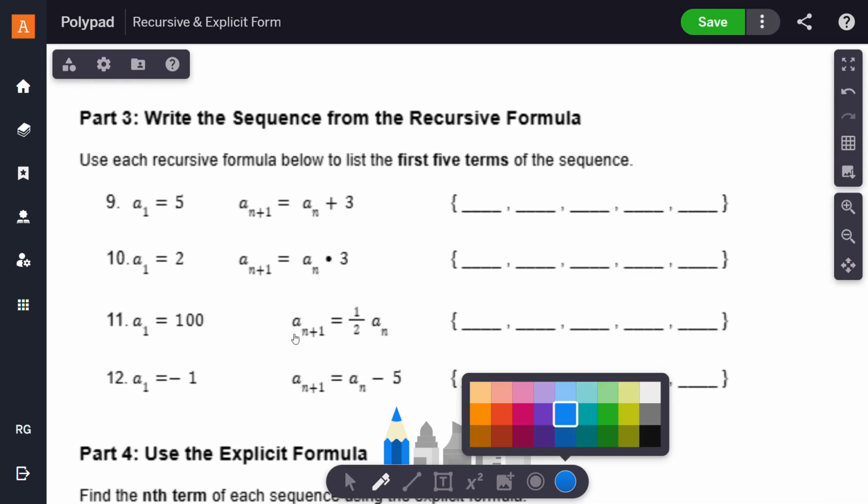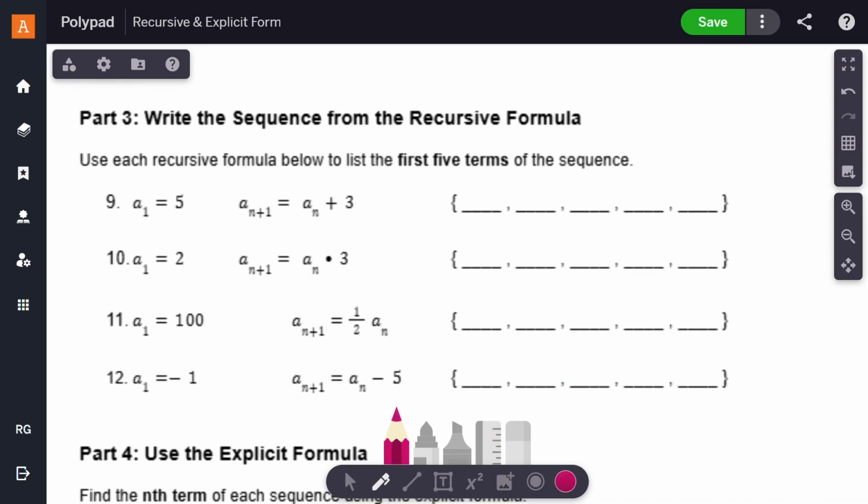For part 3, they give you the recursive formula, and now you have to fill in the sequence. So again, A1 represents the first term. So that's the first number that's going to go into each of these places.